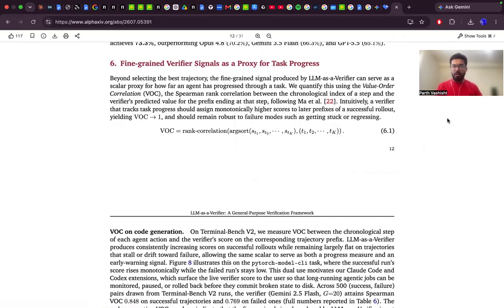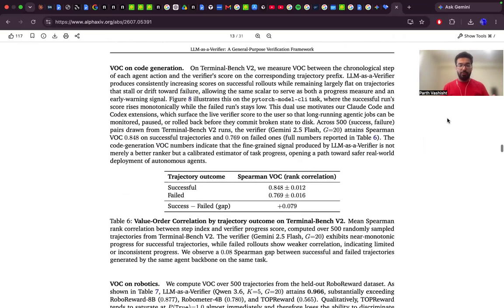Terminus 2. Okay. Intuitively, a verifier that tracks task progress should assign monotonically higher scores to later prefixes of a successful rollout, yielding VOC approaching 1, and should remain robust to failure modes such as getting stuck or regressing. Now, VOC on code generation on Terminal Bench V2: we measure VOC between the chronological step of each agent action and the verified score on the corresponding trajectory prefix.